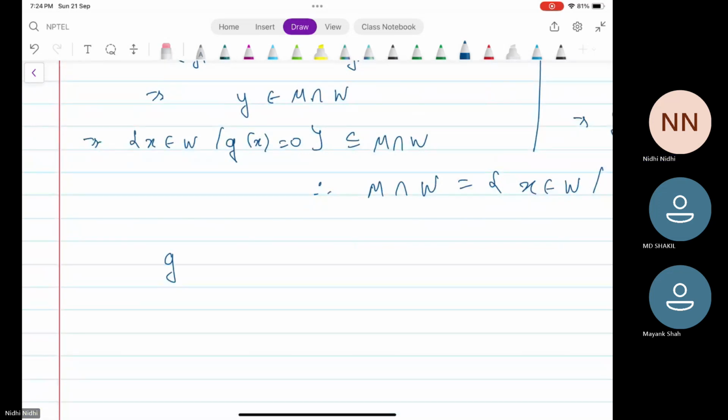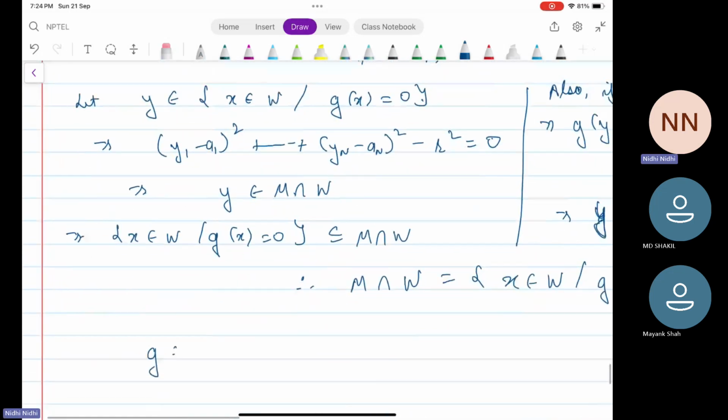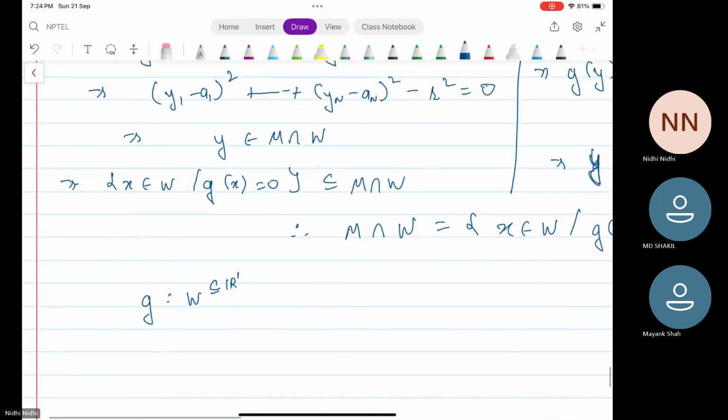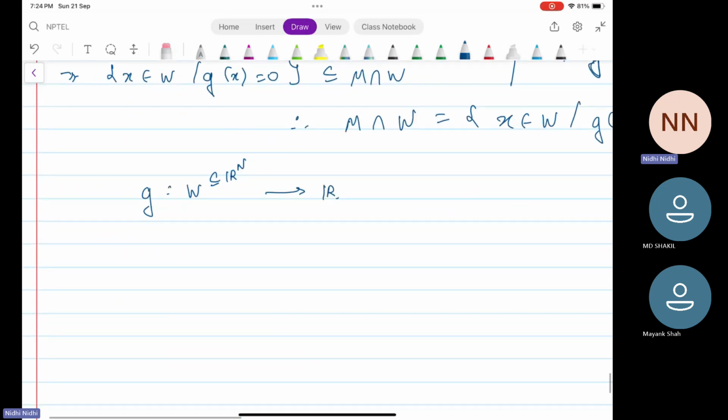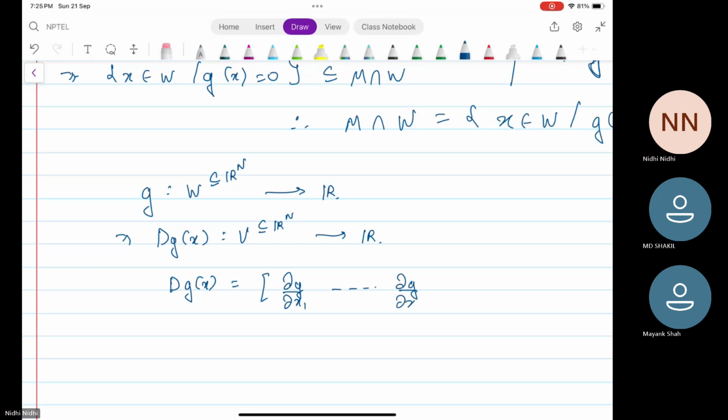Our g was a function from W, which is a subset of R^n, to R. So obviously its derivative dg at any point x will be defined on some subset of R^n to R, and this will be a linear map. Eventually it will be a matrix of order 1 cross n, and dg_x will be given by del g by del x1, del g by del x2, and so on up to del g by del xn. So this will be just the gradient of g at point x.